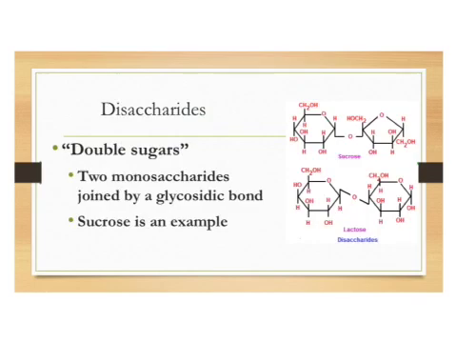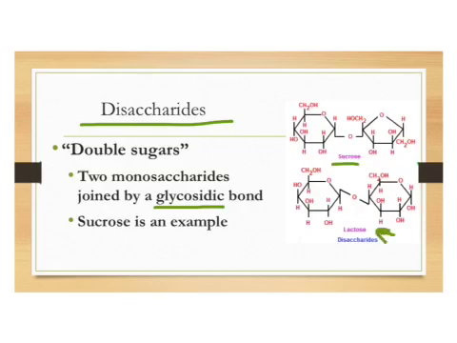The second form of carbohydrate we're going to talk about are disaccharides, di meaning two. These are double sugars. These are two monosaccharides that have been joined by something called a glycosidic bond. And remember, this is a condensation reaction, so water comes out as the bond is formed. Two examples are sucrose and lactose.